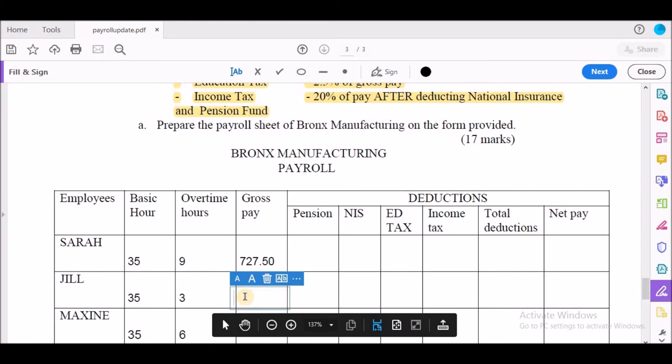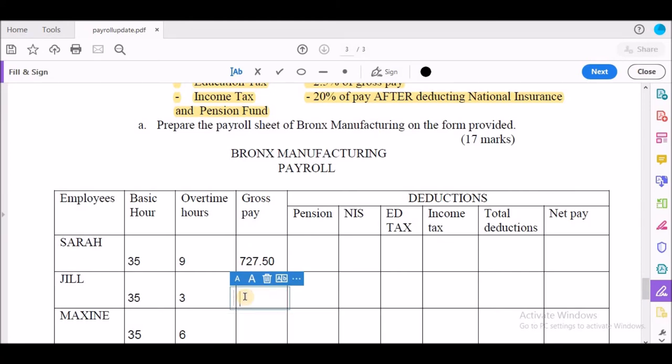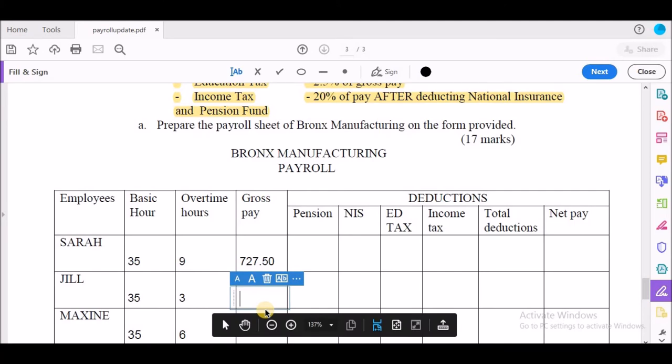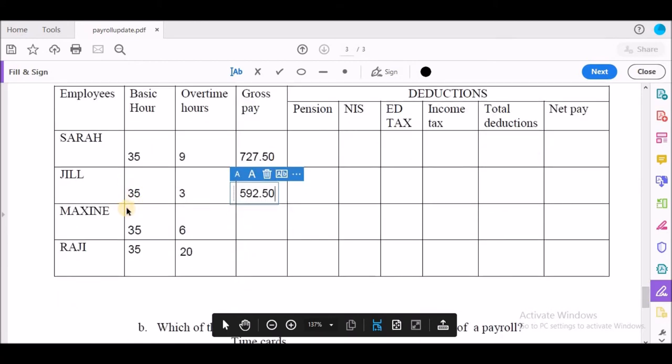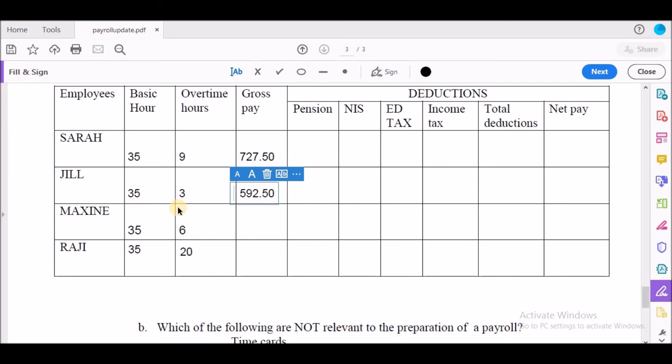Alright, so let's work now. So for Jill, it's the same thing. We're going to do 35 times 15. The difference now is the overtime, so that's 3 times 1.5 times 15. So in total, that is $592.50. So that's 35 times 15 plus 3 times 15 times 1.5. And that's how I got the 592.